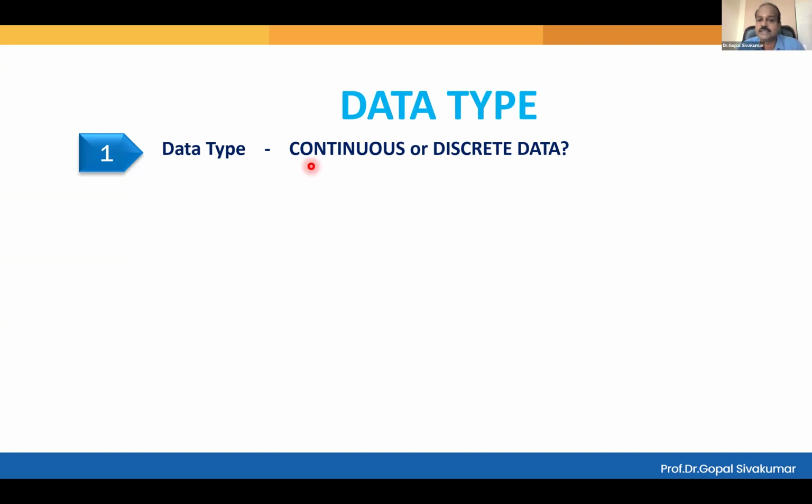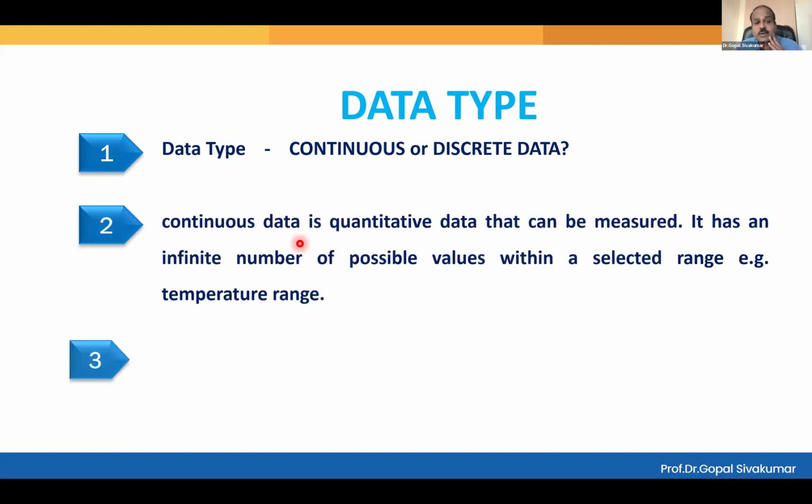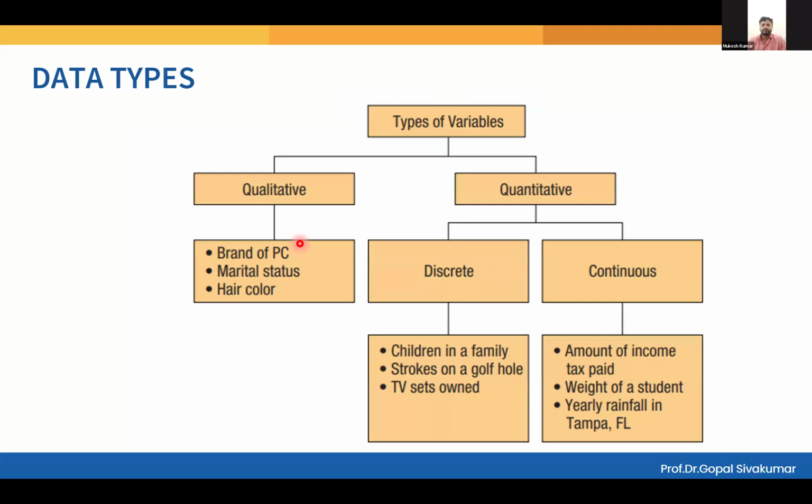Another simple way of understanding is measurable data are continuous, countable data are discrete. Measurable will have a unit of measurement, countable will be only numbers. Hope all of you understand what is continuous data, what is discrete data. And data can be broadly qualitative, quantitative. Quantitative means you have numbers. Qualitative means you don't have numbers. But when you have numbers, it can either be discrete or continuous. Continuous means you have a unit of measurement. Discrete means you don't have a unit of measurement. You only have count. You understand?